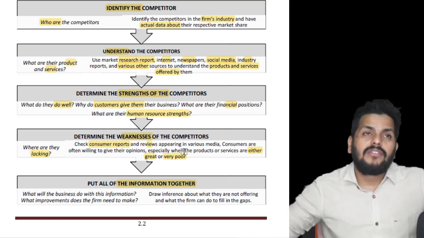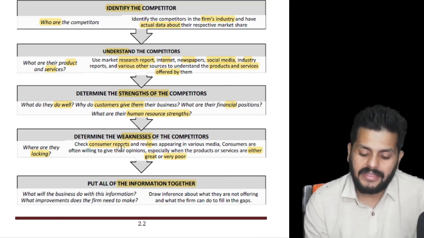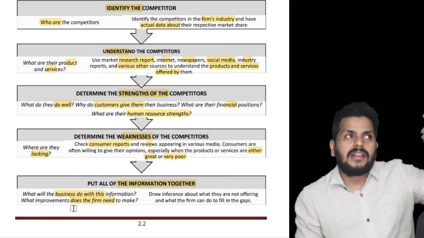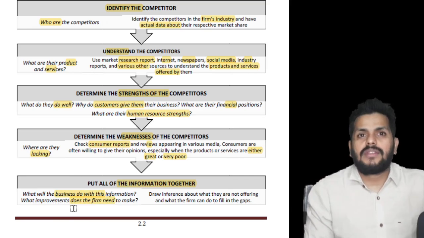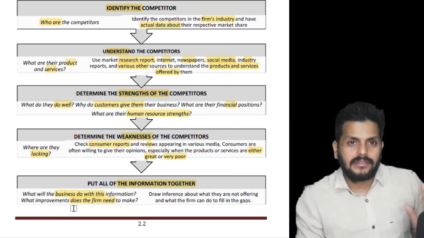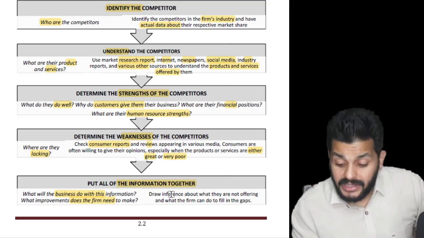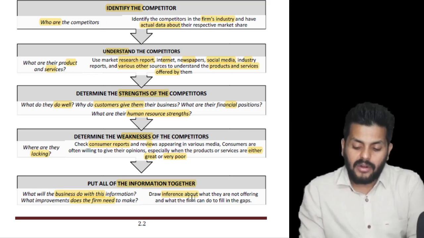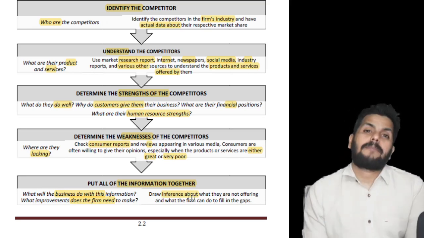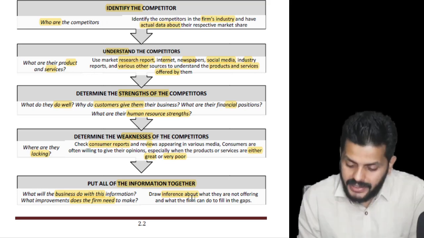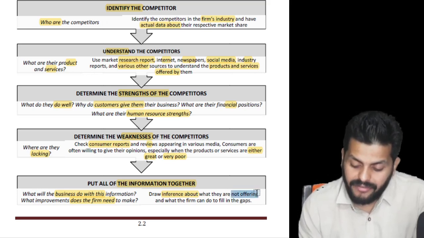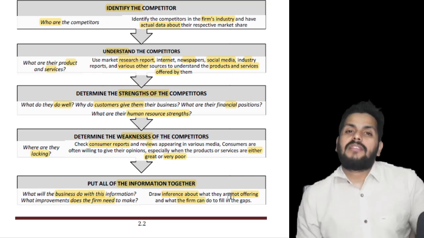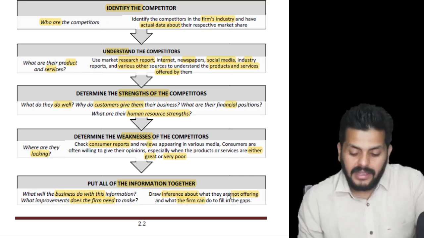Collate. Collate means to bring it together. Put all the information together. What will the business do with this information? What improvements does the firm need to make in comparison to your competitors? How will we use this information and what improvements we should make is the final conclusion that we have to derive. Draw inference about, meaning in understanding. Inference is an understanding. Draw inference about what they are not offering so that you can fill that gap and enter the market. Draw inference about what they are not offering and what the firm can still do to fill in the gaps. But this all is possible only when you believe that gaps are there in the system, right?